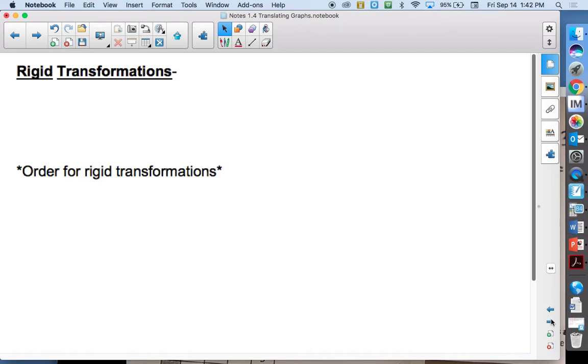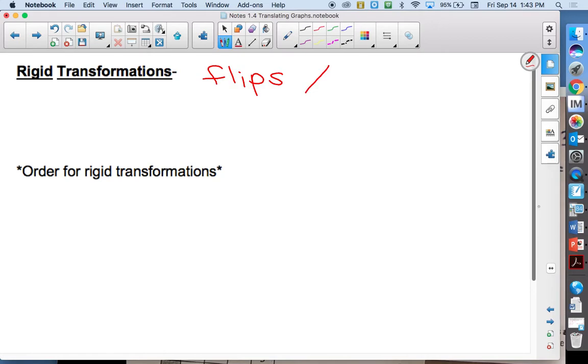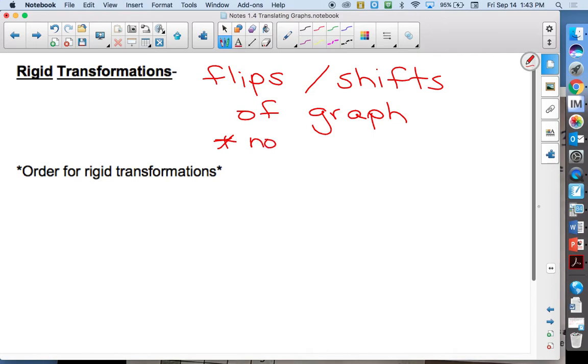A rigid transformation either changes the direction that it's going, so it either flips the graph, or it slides the graph, or shifts the graph. So rigid transformations are your flips and your shifts of the graph. But there is no change in size or shape.